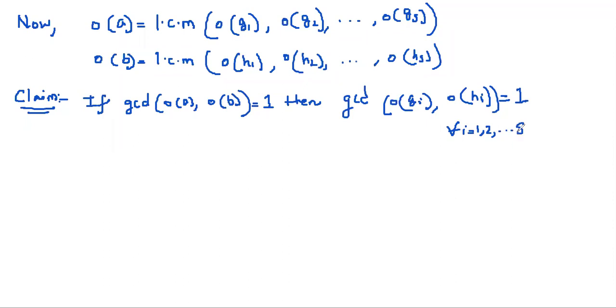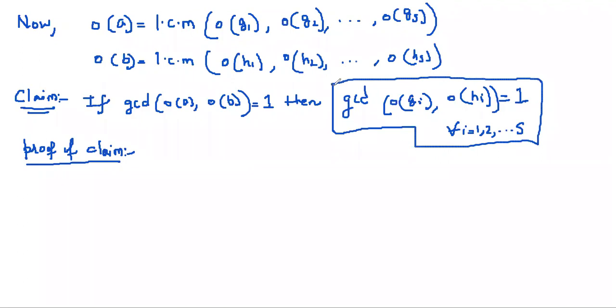Okay, so let's try to prove this. Proof of claim. We will prove it by contradiction: suppose the conclusion doesn't happen. If this doesn't happen, that means the GCD is not equal to 1 for all i. That means there exists some i for which the GCD is bigger than 1, right?